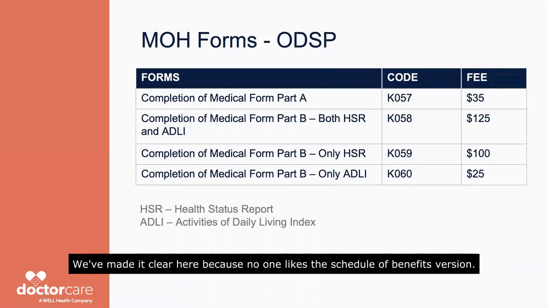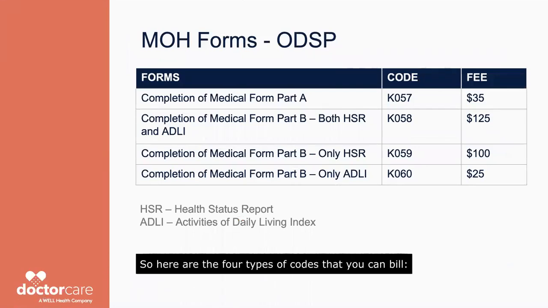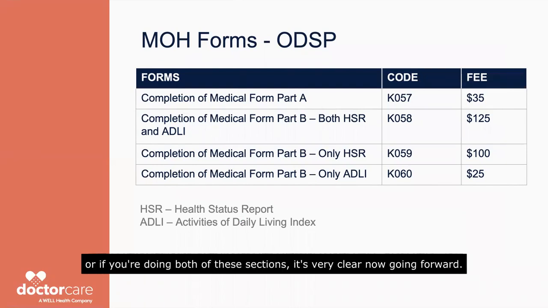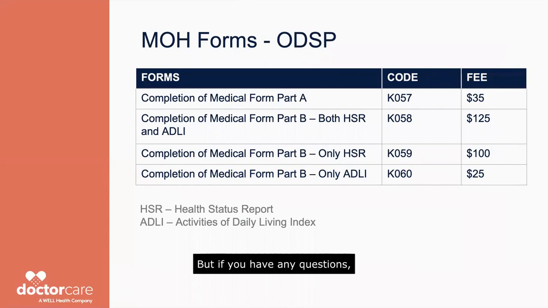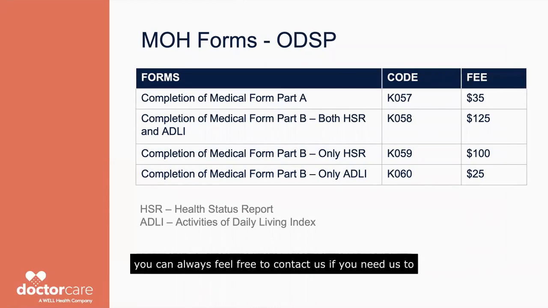We've made it clear here because no one likes the schedule of benefits version, so here are the 4 types of codes that you can bill. If you're completing Part A, you would be able to bill the K057, and for Part B, it's based on whether you're doing one of the other sections or both of these sections. It's very clear now going forward, but if you have any questions, feel free to contact us if you need us to send you the forms or need any other guidance from our end.